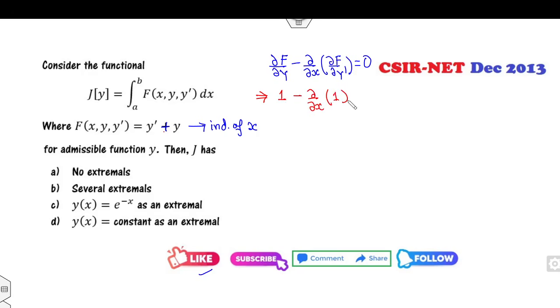What is the partial derivative of f with respect to y dash? This value is again 1, and this is 0. So what is the answer of this? 1 minus 0 is equal to 0, which is not possible. 1 is not 0. That means no extremal. A is my correct answer.